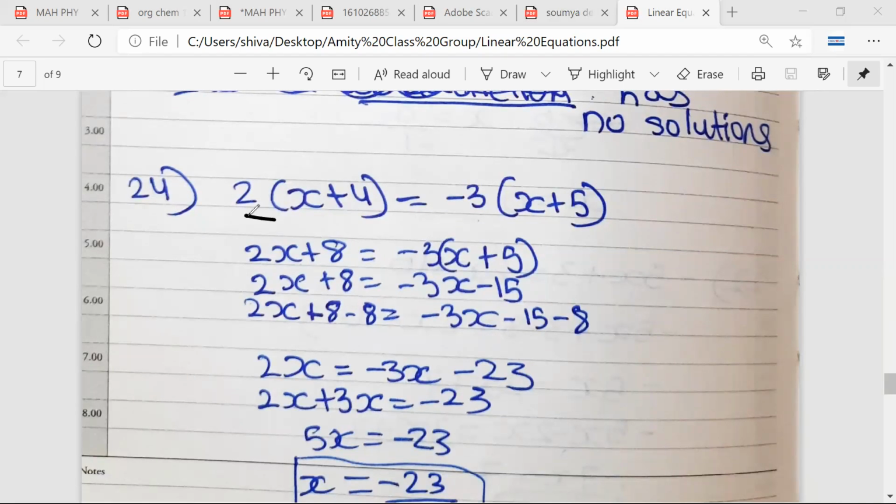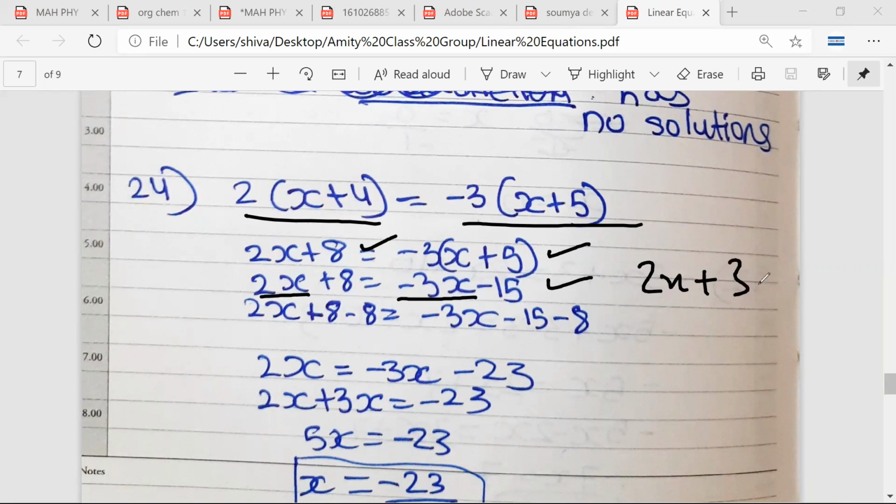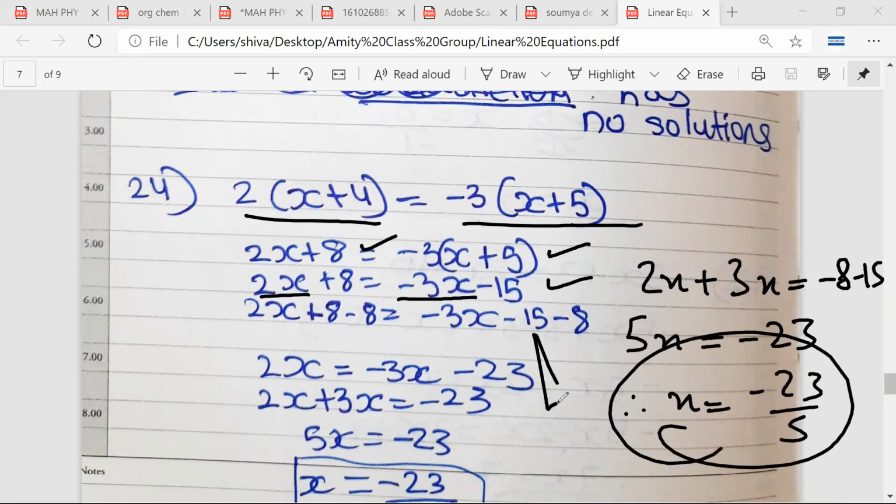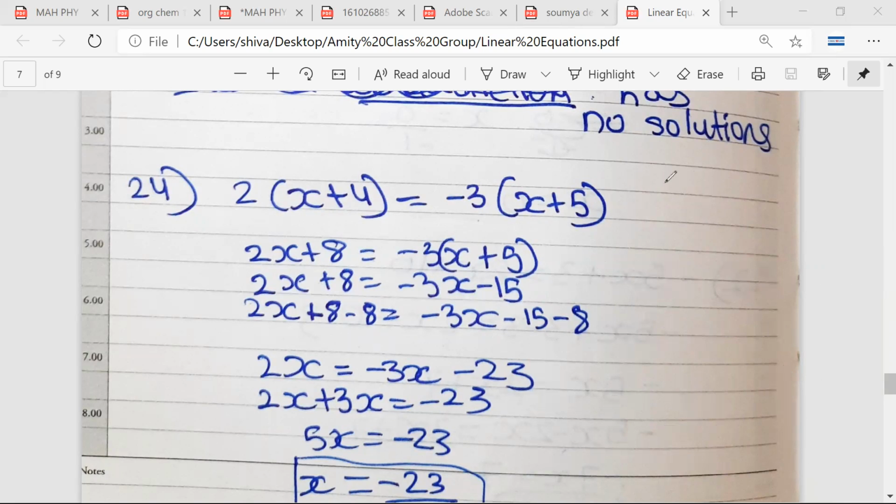So next question, 2x plus 4 is equal to minus 3x. Okay. So 2x plus 3x is equal to minus 8 minus 15. 5x is equal to minus 23. Therefore, x is equal to minus 23 upon 5. Perfect. Nice.